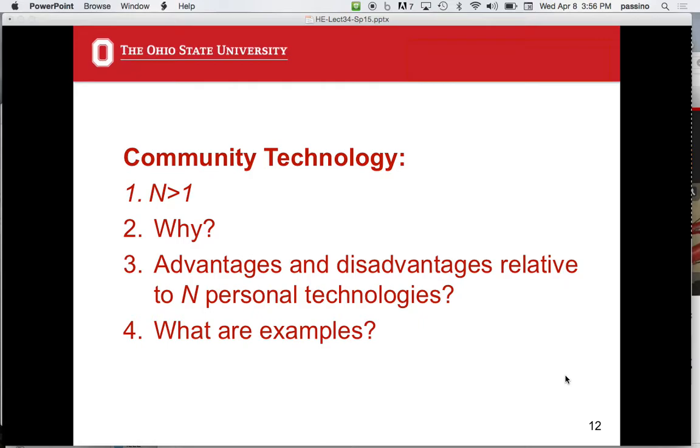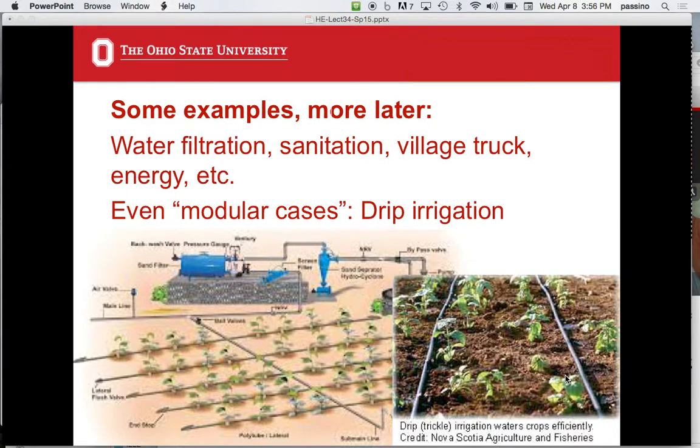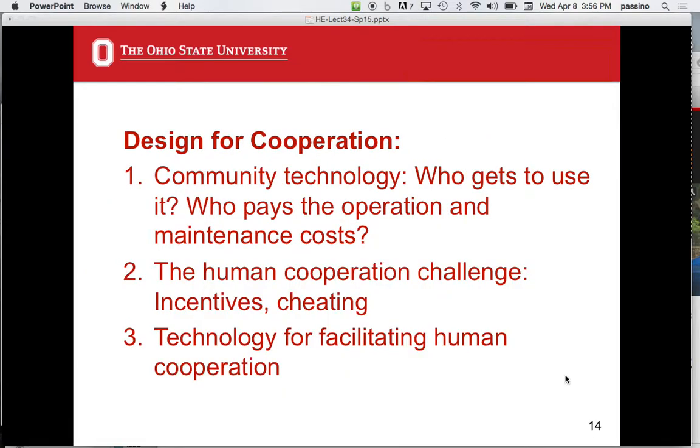So there's lots of advantages and disadvantages. Some examples that you might think about are some of those listed above, including a village truck that can be shared and maintained. And then there are modular cases, such as drip irrigation. For you ag people, you know about this: you can add zones with these pipes and expand it as you get more money to irrigate your crops.